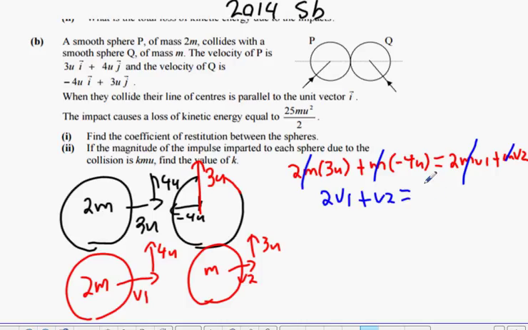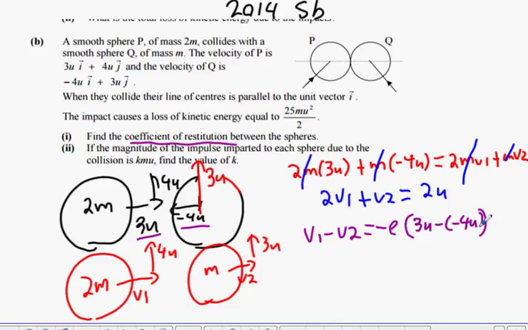Any other equation to find? v1 minus v2. The whole point of the question is to find the e value, so we don't know it. And what's u1 minus u2? What's the relative velocity? 7u, because they're going 7u towards each other. It's going to be 3u minus minus 4u, which gives a plus 4u. So 3u plus 4u is 7u, so v1 minus v2 equals minus 7u e.